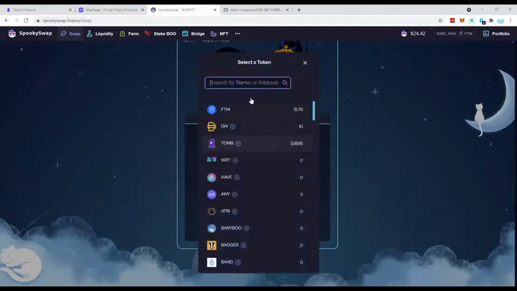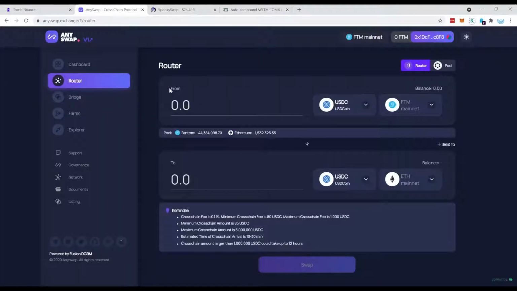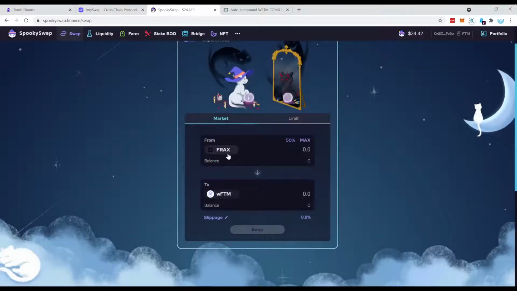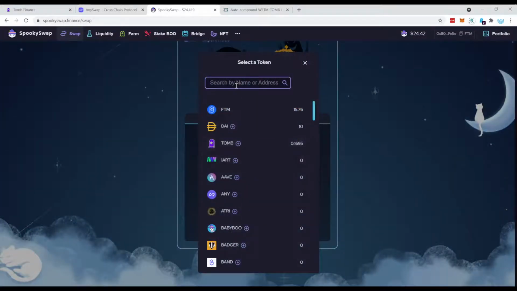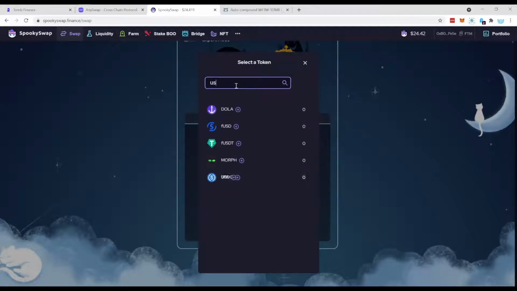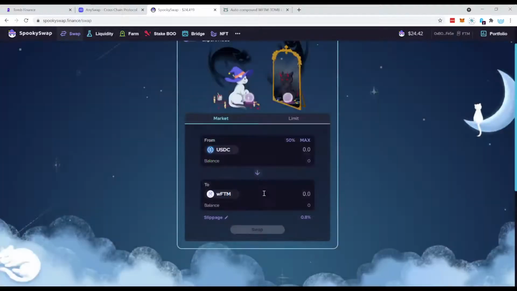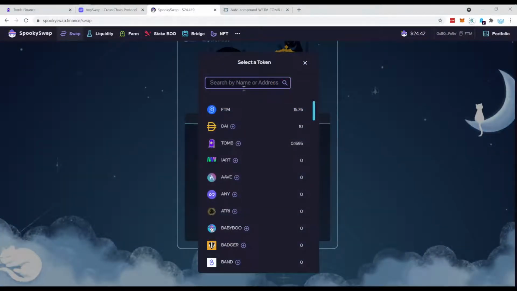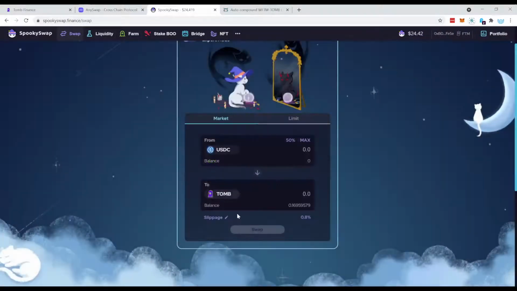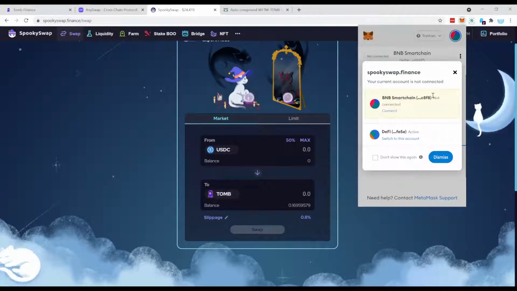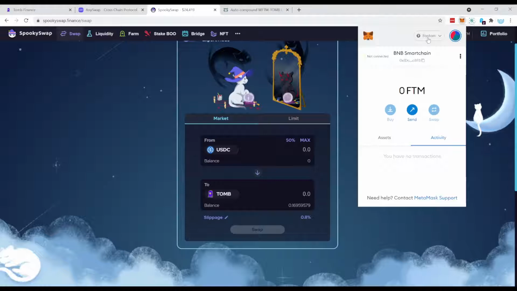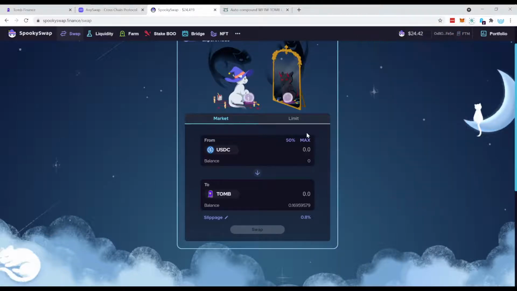The first thing you want to do is to use whatever you bridged over. Let's say you bridged over USDC. You come over here to SpookySwap, which is the main DEX of Phantom right now. You put in USDC, right? And you want to swap it over to TOMB, okay? Of course, always make sure that you have a little bit of FTM in your wallet because you need it for gas. So if you don't have any FTM in your wallet, obviously the swapping will not work.